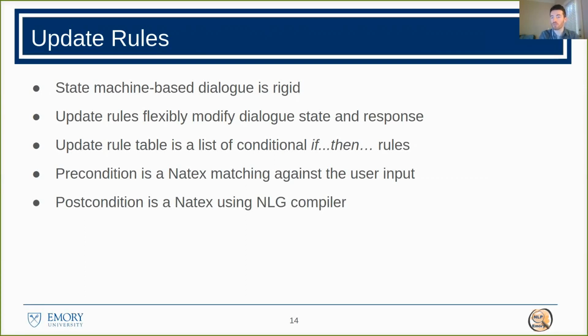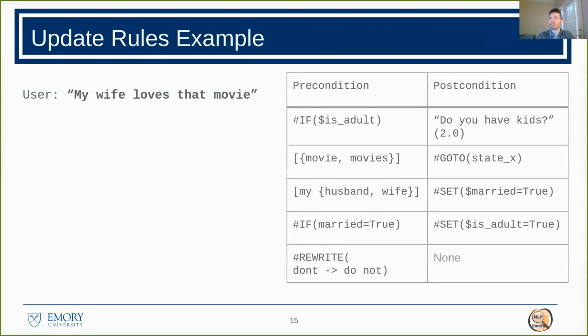Each turn before the state machine is updated, all update rules that can apply are triggered, which essentially allows more complex reasoning and conceptual abstraction of the user input. So as an example, suppose that the user mentions their wife during a conversation, and what we want our system to be able to do is reason that the user is an adult if they ever mention a spouse. So an update rule pattern matching for the expression my wife or my husband could be triggered. And then the postcondition could set a flag indicating the user's marital status.